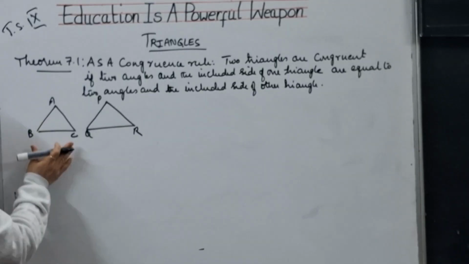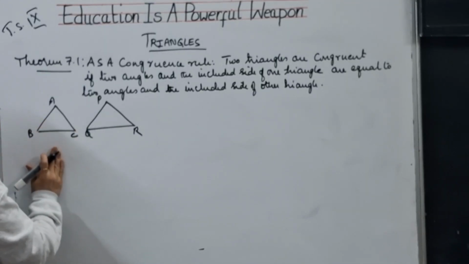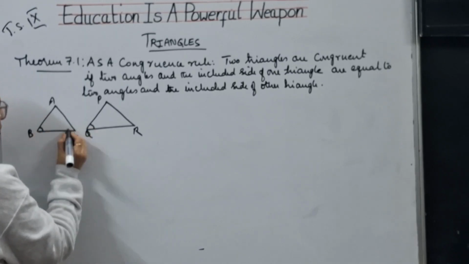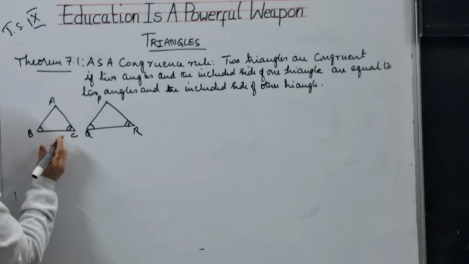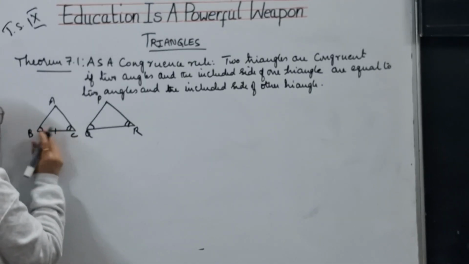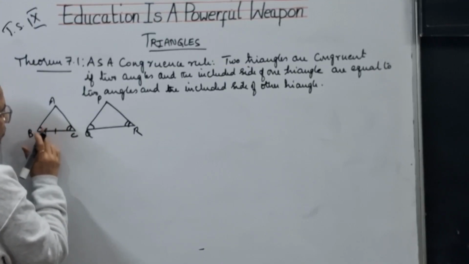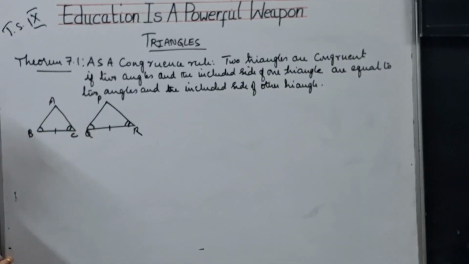These two triangles are congruent if two angles are equal. Suppose I say angle B is equal to angle Q, angle C is equal to angle R, and the included side is between these two angles. This side is included with these two angles, and this side is equal to this. We need to prove that the two triangles are congruent.